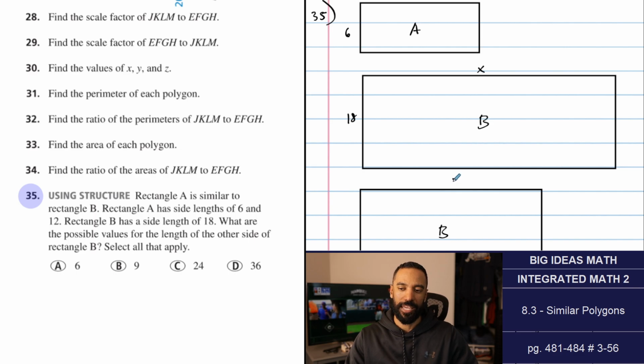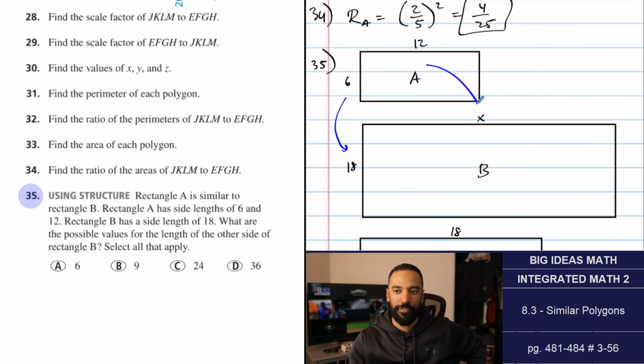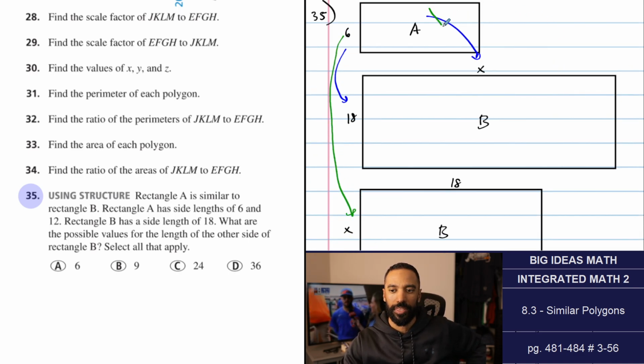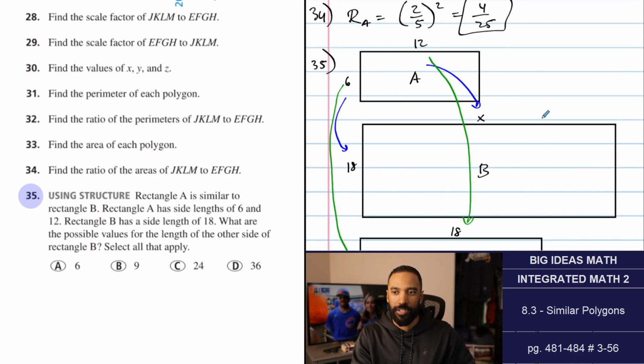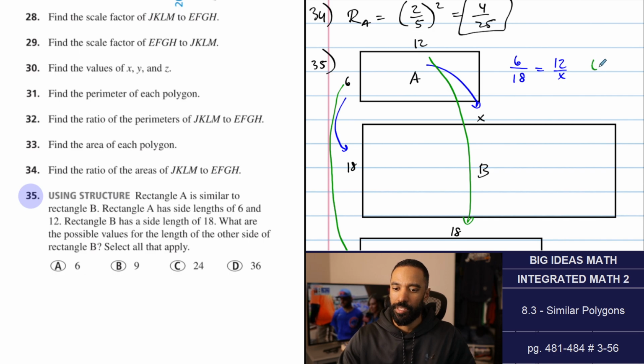But this would be the 18 in this case, whereas the other one would be the unknown. So B or B, where this is the 18 and this is the unknown. It just depends on what you're corresponding. So we'll either correspond 6 with 18 and this 12 to this unknown, or we'll correspond 6 with the unknown and 12 with the 18. Because we don't know which side length it's supposed to be. So we have options there. So let's use the blue option. 6 is to 18 as 12 is to x. And then the green option would be 6 is to x as 12 is to 18.